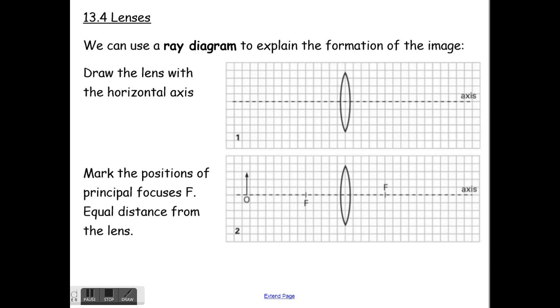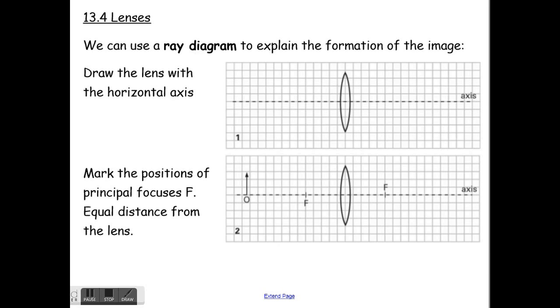So we can use a ray diagram to explain the formation of the image. First, we draw the lens here with our horizontal axis, a straight line right through the center. Then we mark the positions of the principal focuses, F. There's one on this side, one on that side. There's a principal focus on both sides of the lens, and they're both the same distance from the lens. So if this was 2 centimeters, this one's also 2 centimeters.